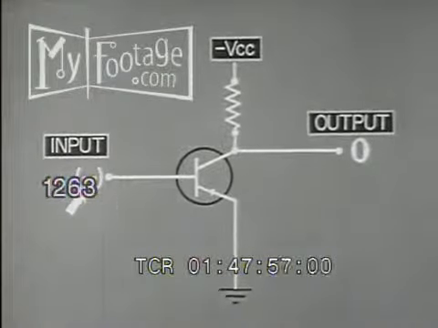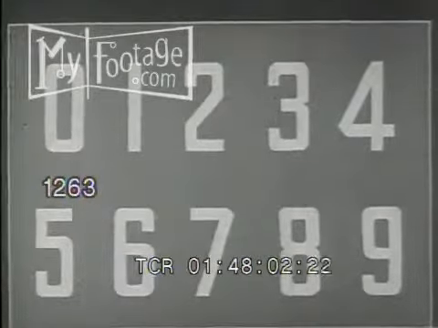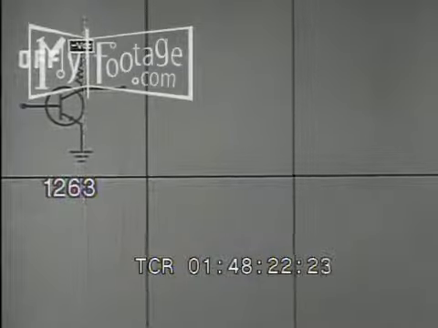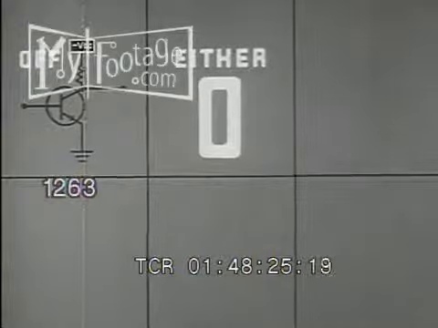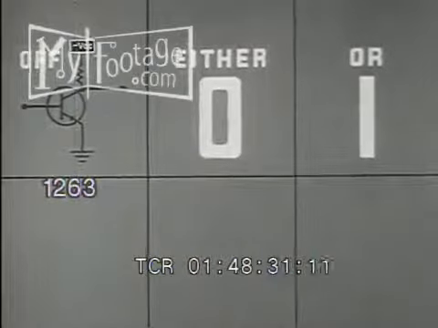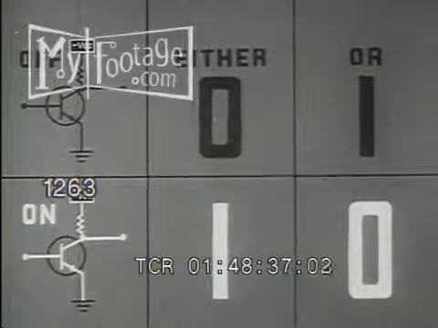And the other condition, the digit 1. Of the 10 digits, only 0 and 1 are actually used in computer design. Therefore, only simple two-state switches need be used. In the off condition, the output can represent either 0 or 1. The choice is arbitrary. In the on condition, the output, of course, will represent the other digit.